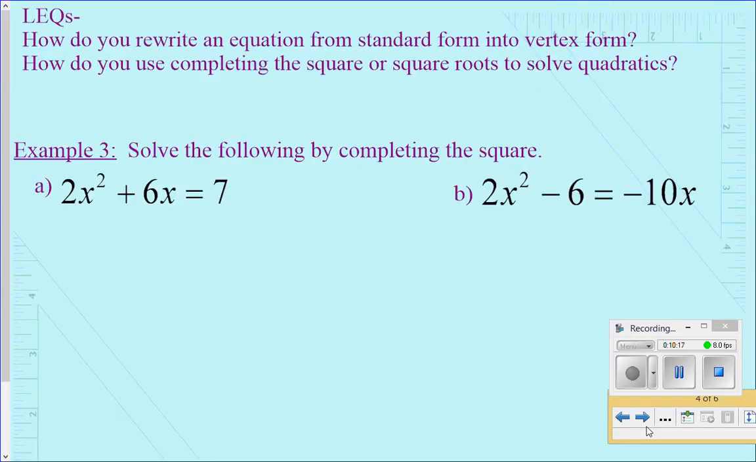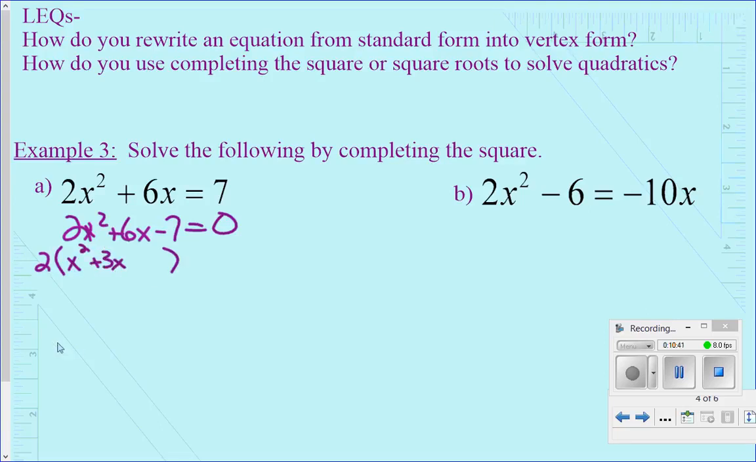Let's try a couple more. So again, we're going to solve by completing the square. So first I'm going to subtract the 7. I'm going to go ahead and, because I see that 2x squared, I know I can't complete the square yet, so I'm going to go ahead and factor out the 2.